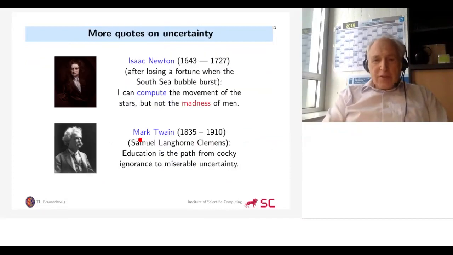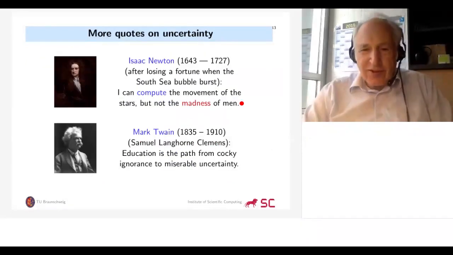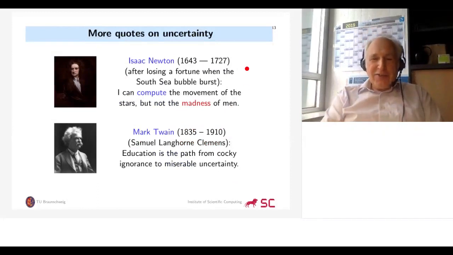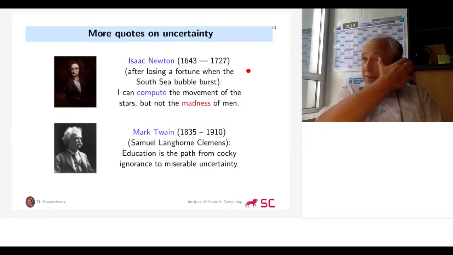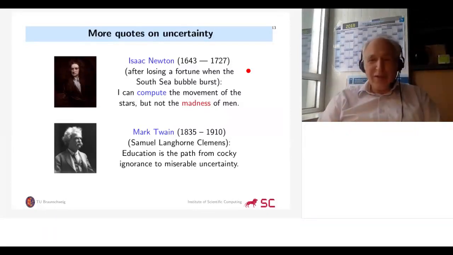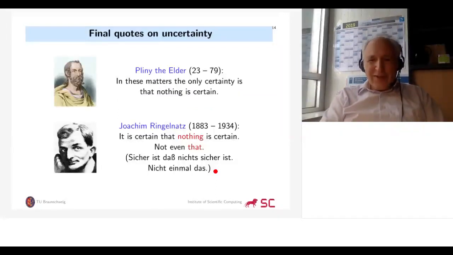Good. So just some more quotes on uncertainty. It's not an easy thing to deal with. Isaac Newton speculated in something called, at his time, the South Sea bubble. People thought there were big riches in the South Sea, and he lost a big fortune. He said, I can compute the movement of the stars, but not the madness of man. And Mark Twain pointed out that in the beginning, you're pretty sure about everything. This is cocky ignorance. Then you realize you don't really know much about it, and this is miserable uncertainty. As a final thing, we realize that the only certainty is that nothing is certain.